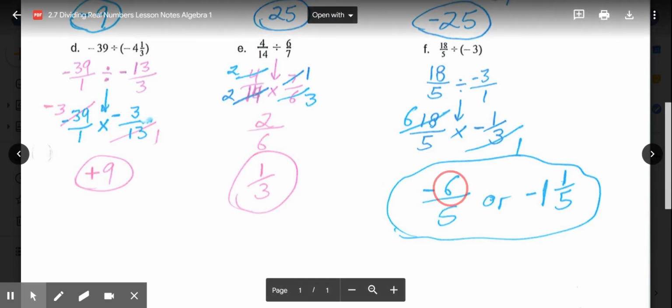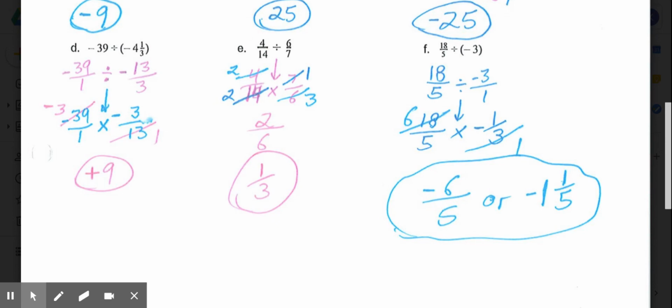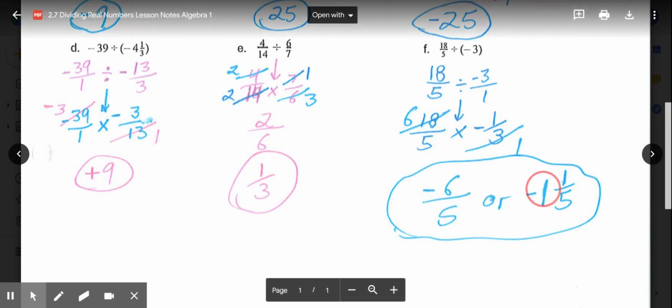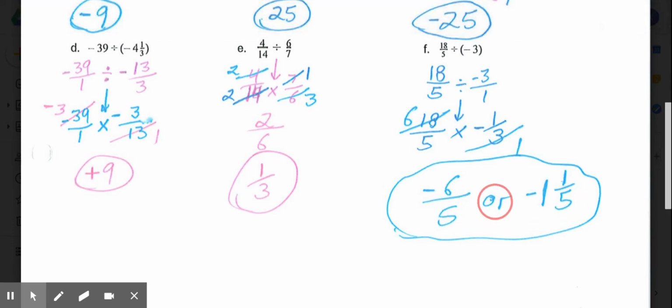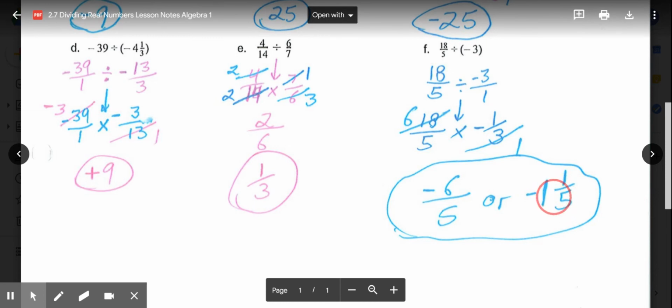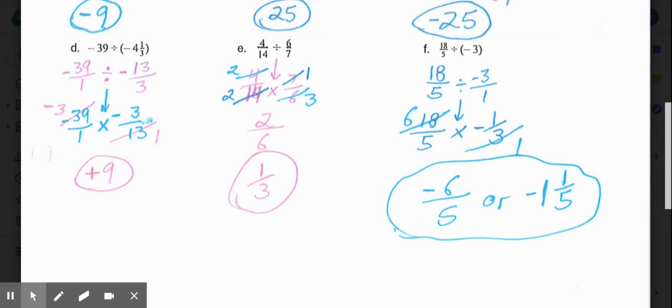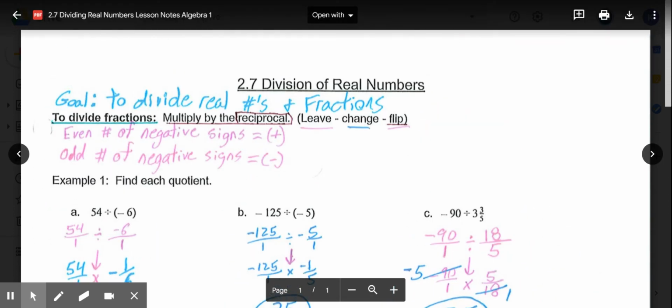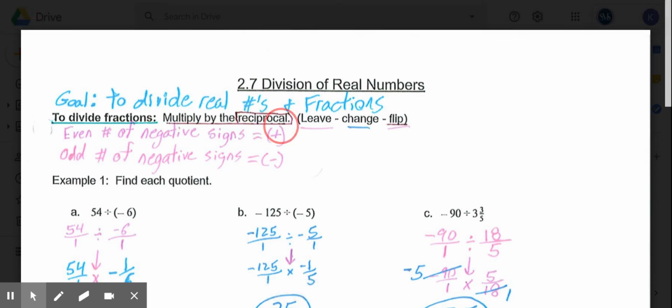So then we end up with a negative 6 over 5, which we could also write as the mixed number by taking a group of 5 out of the top. And then we'd have a negative 1 and 1/5. Either answer, the negative 6 over 5 or the negative 1 and 1/5, I would accept. They are equivalent answers. So remember, when you are dividing fractions, you multiply by the reciprocal, so you always leave the first, change from division to multiplication, and flip the second fraction.